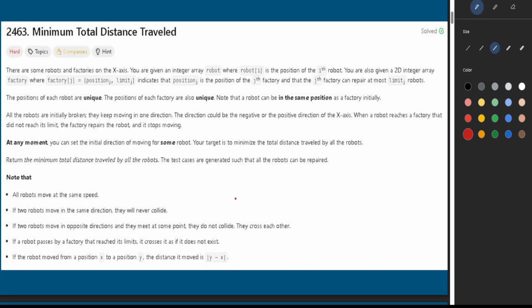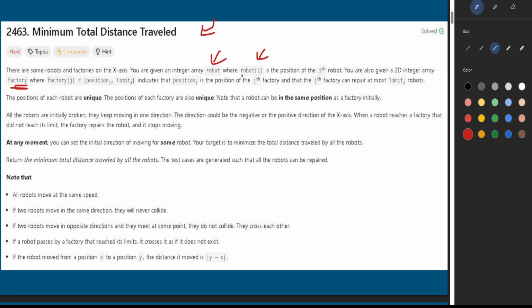Okay, let's try to understand first. The question is saying that we have to find the minimum total distance traveled by the robots. There are some robots and factories on the x-axis, and you are given an integer array robot, where robot[i] is the position of the ith robot. You are also given a 2D array called factory. So we are given two things: the robots and the factories.